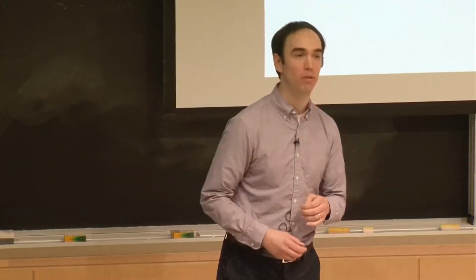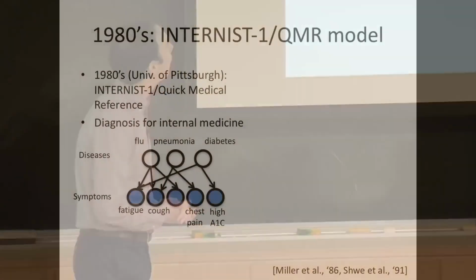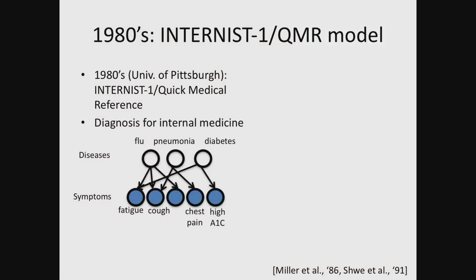A second example, also equally impressive in its nature, was work from the 1980s in Pittsburgh, developing what's known as the Internist-1, or Quick Medical Reference System. This was now used not for infectious diseases, but for primary care. Here, one might ask, how can we try to do diagnosis at a much larger scale, where patients might come in with one of hundreds of different diseases and could report thousands of different symptoms, each one giving you some noisy view into what might be going on with the patient's health.